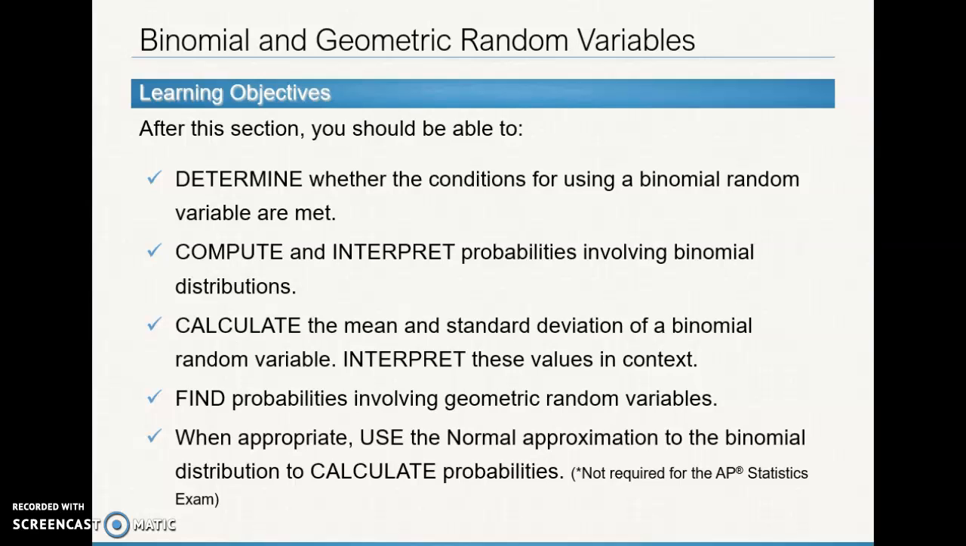We're going to discuss how a binomial distribution can also be normally distributed, and in addition to that, we're going to take a look at geometric random variables. We are going to be taking a look at the normal approximation to the binomial distribution and calculating the probabilities.